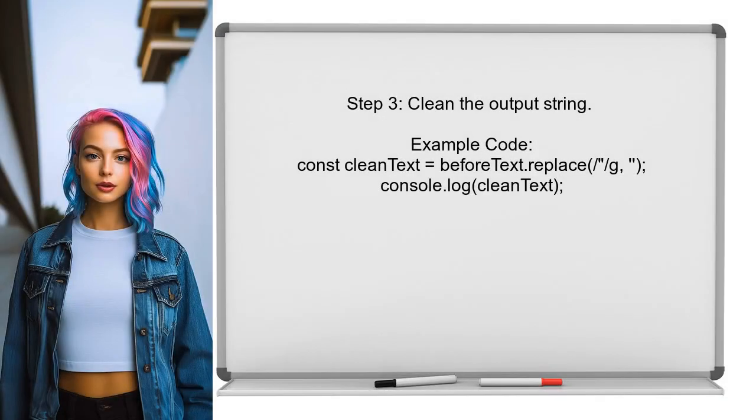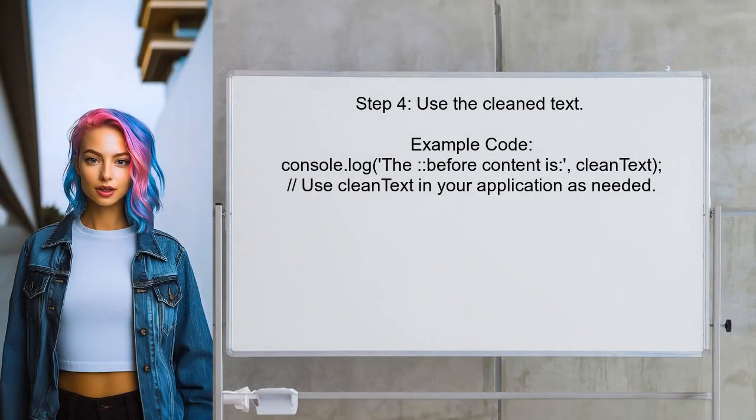It's important to note that the content property will return the text with quotes. To get a clean string, the user should remove these quotes. Finally, the user can log the clean text to the console or use it in their application as needed. This will allow them to utilize the before content effectively.